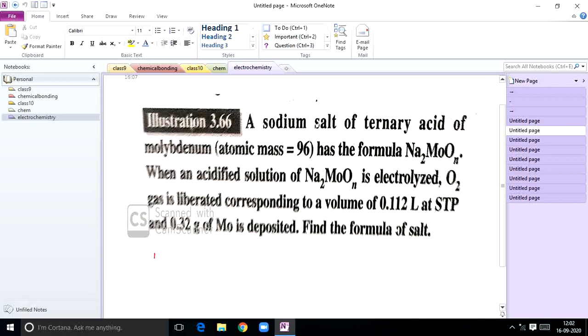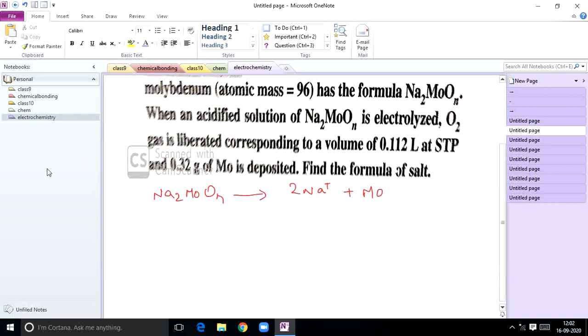So actually, what is the formula given? Na2MoON gives rise to 2Na+ and MoON 2 minus net charge. So that is the actual equation. MoON 2 minus. So actually this is the equation.